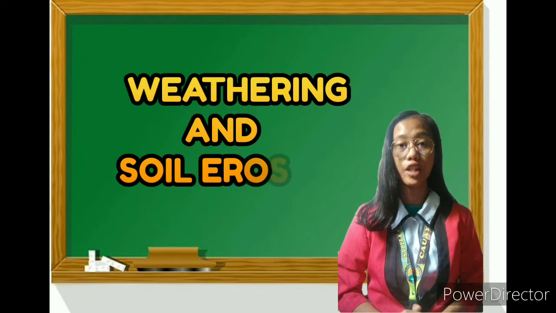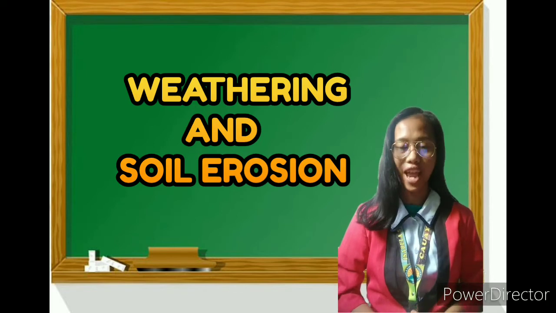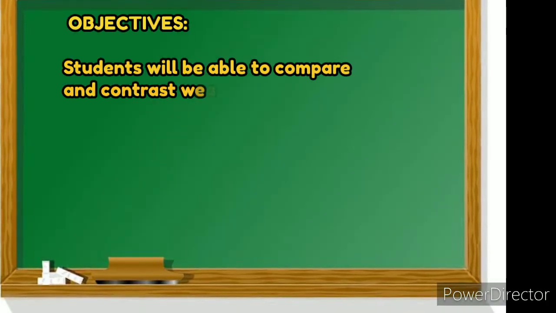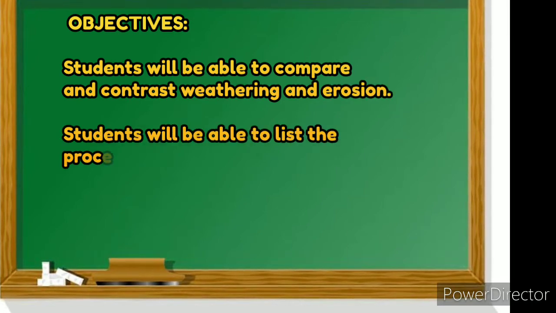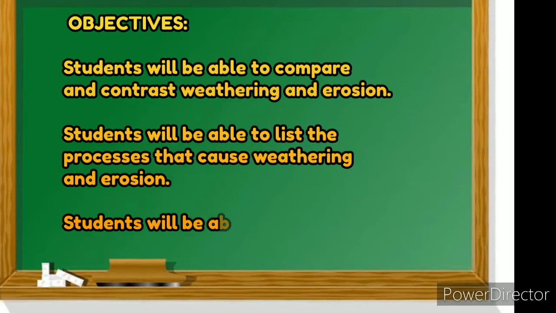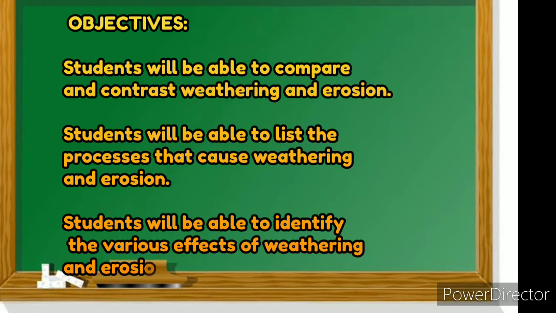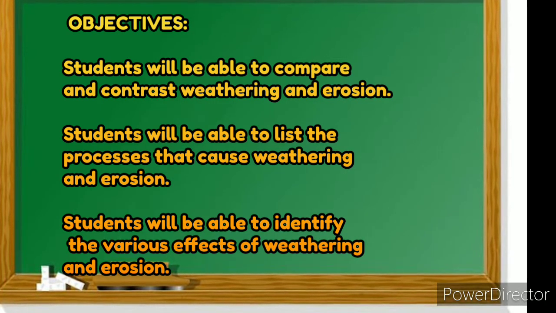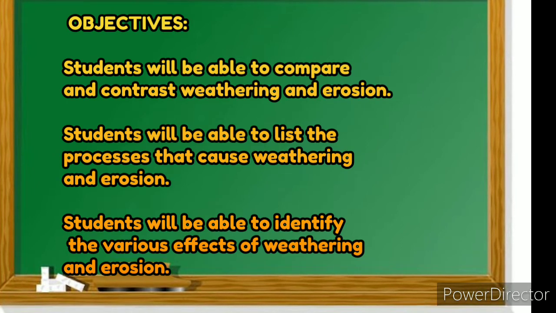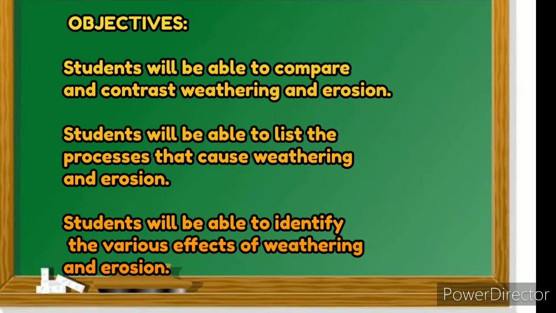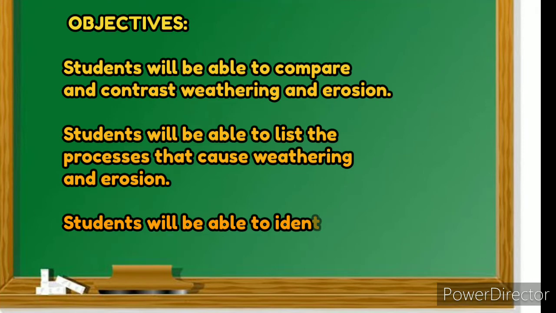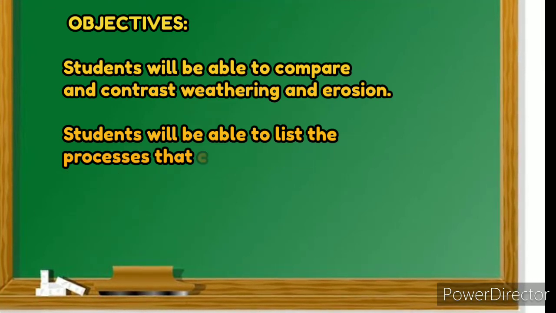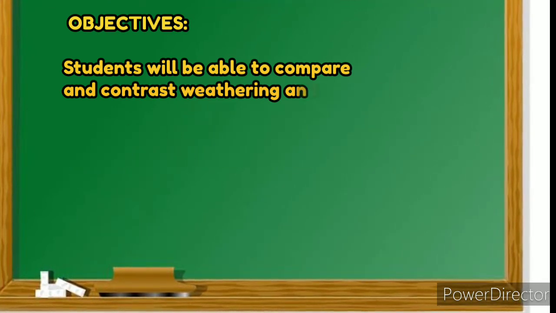Our topic for today is all about weathering and soil erosion. These are the three main objectives of our report. First, students will be able to compare and contrast weathering and erosion. Next, students will be able to list the processes that cause weathering and erosion. And for the last, students will be able to identify the various effects of weathering and erosion.